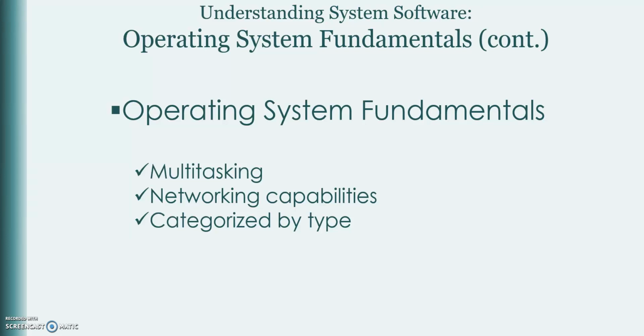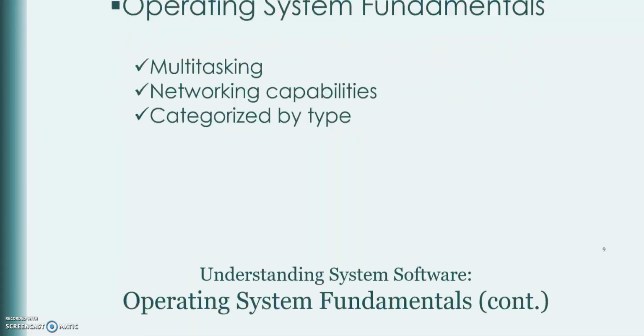Operating systems can be categorized by the type of device on which they're installed, such as robots and specialized equipment with built-in computers, network computers, mobile devices, and personal computers.